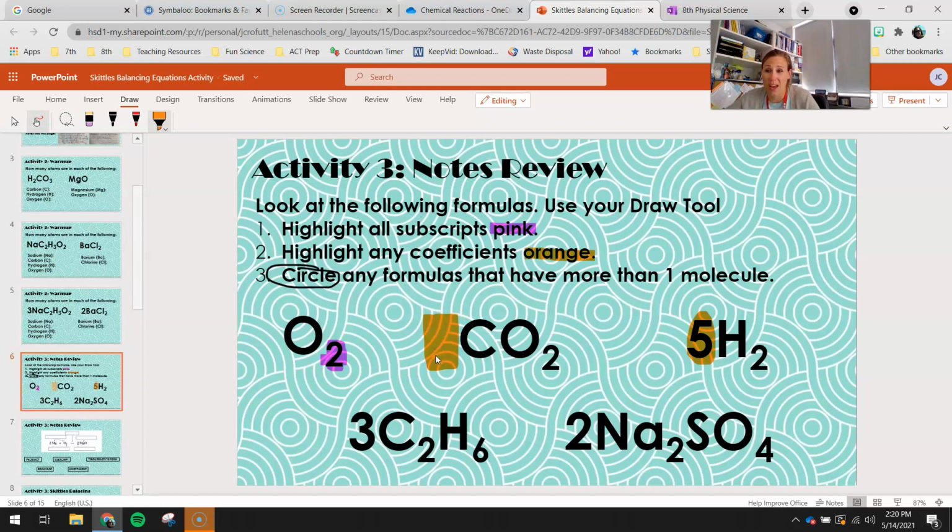That's really up to you. You don't have to, though, because there's technically not a number written there. So there's technically not a coefficient. But it does tell us that there's 1 carbon dioxide molecule. So go ahead and highlight all of those coefficients orange.